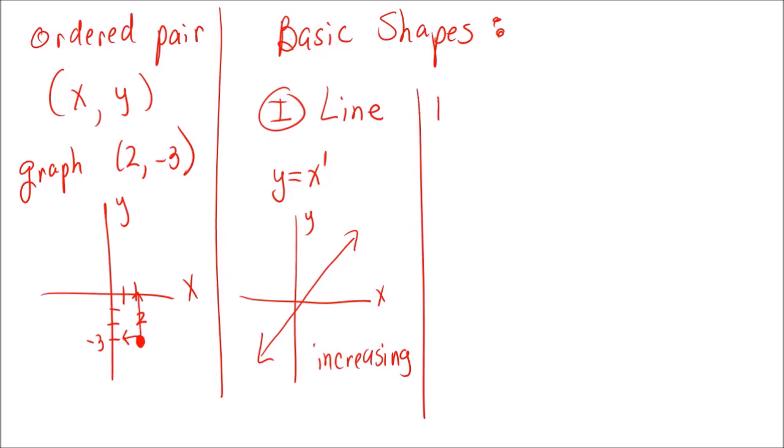Next, you could have a line that is going to go downhill, and that would be y equals -x, again with the understood exponent of 1. So if you have any negative value with x to the first, that would be a decreasing line.